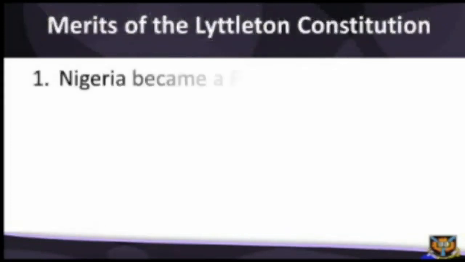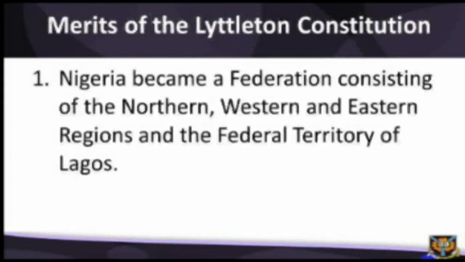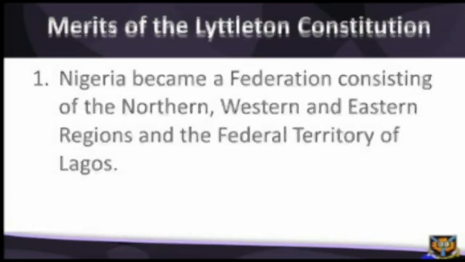Merits of the Littleton Constitution. Nigeria became a federation consisting of the northern, western, and eastern regions and Federal Territory of Lagos. There was a clear division of powers between the regions and the center so as to prevent any conflict between the regions and the center.